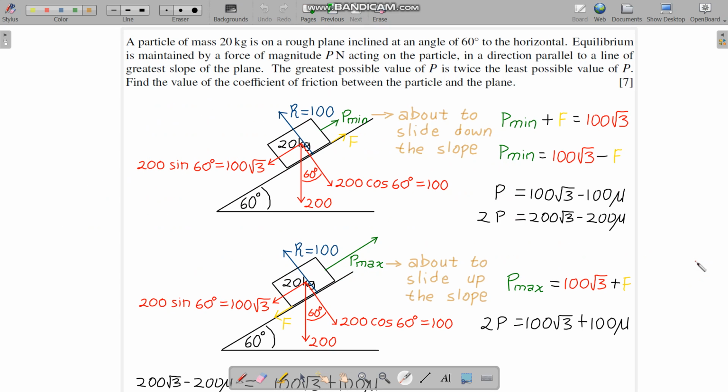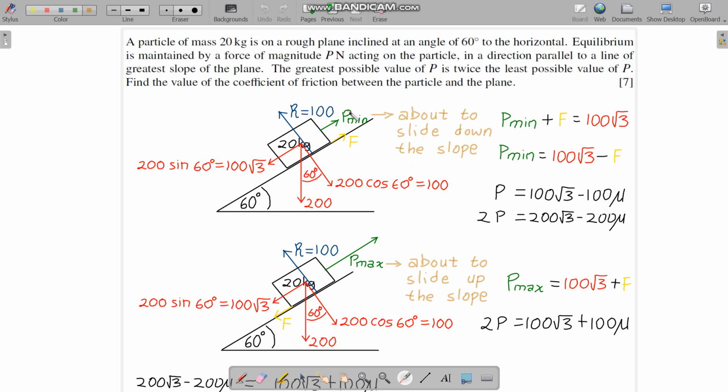Now read the question. So we have 2 cases. For both cases, we always have weight downwards, and we can split it into 200 cos, 200 sine. We have the normal reaction, which is equal to W cos, which is 100. In both cases, we have exactly the same thing.